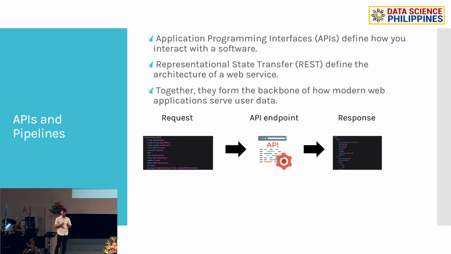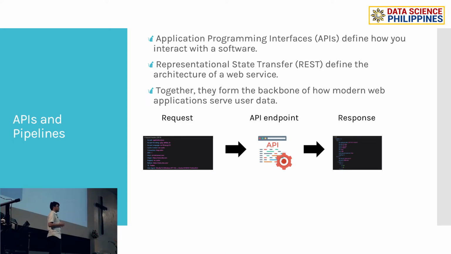What is an API? An API is an application programming interface, and put simply, an API defines how you interact with software. It's a command structure that allows you to programmatically talk with any software. That includes your computers, your laptops, the apps you use, and the websites you visit. All of them have some form of API.